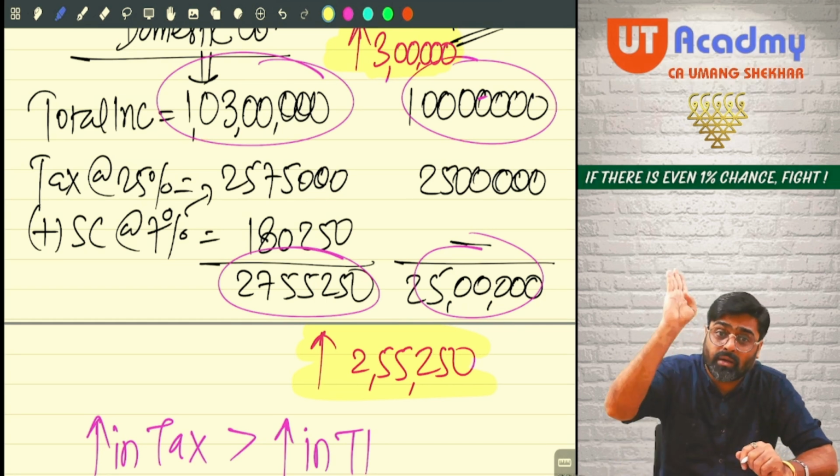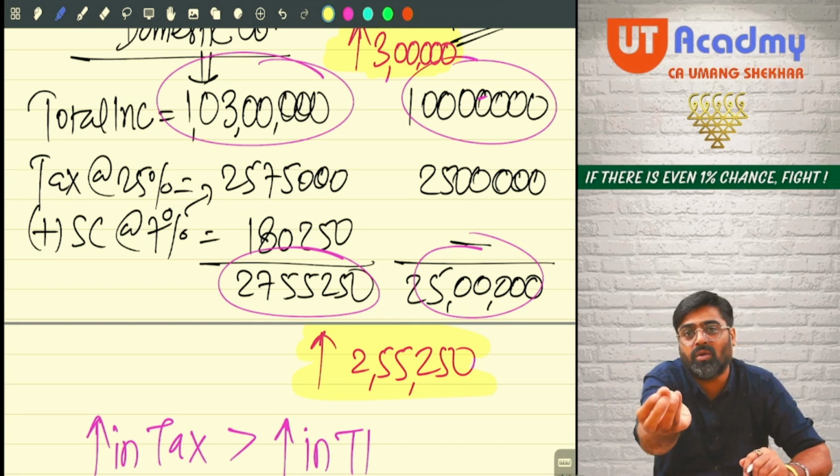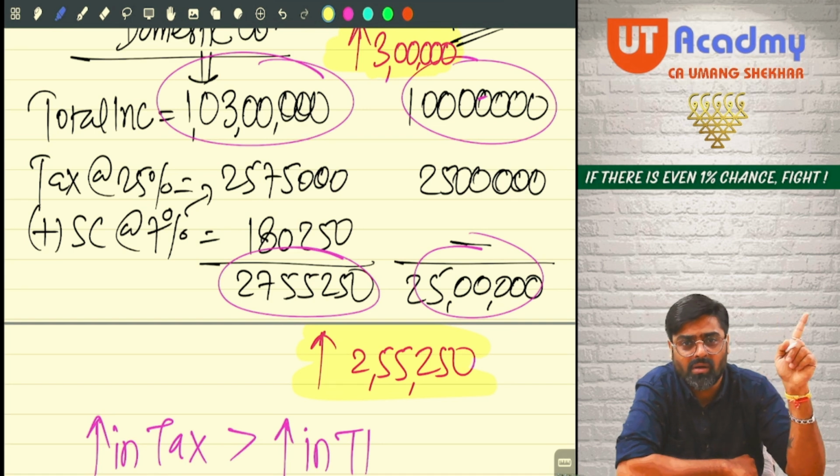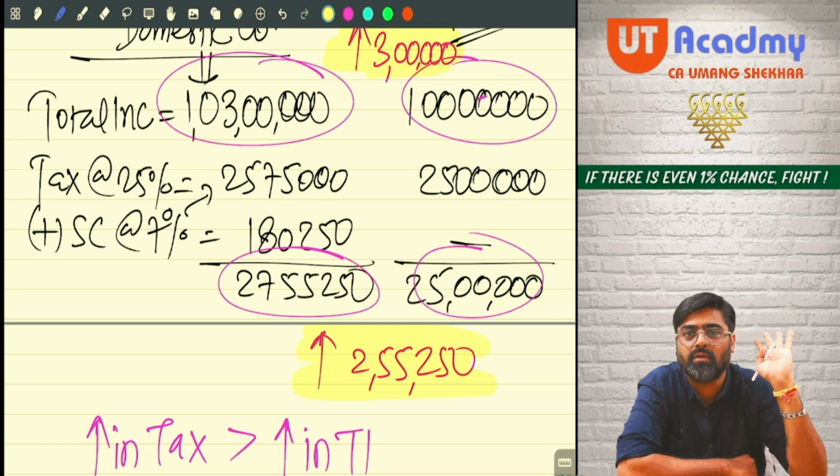But is the increase in your tax more than the increase in your total income? No, your total income is increasing by 3 lakh rupees, and your tax is increasing by only 2,55,250. And you are still asking for marginal relief. You are not supposed to come here. Don't come to us to ask for marginal relief. We are not going to give you.